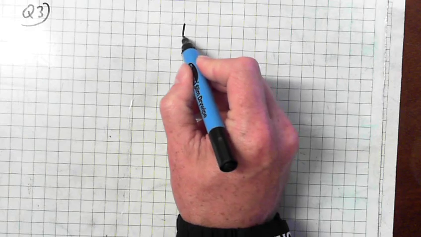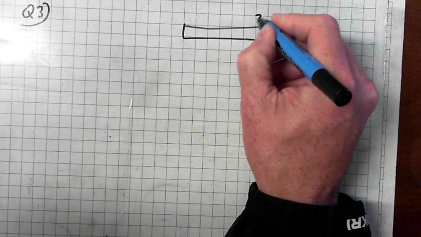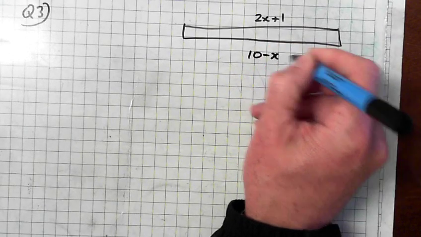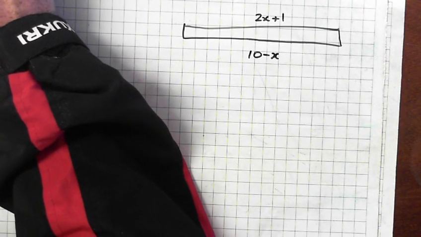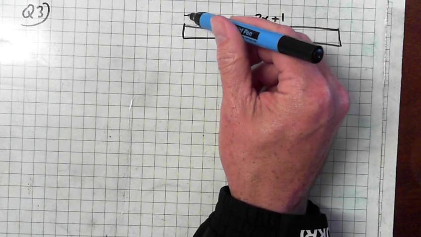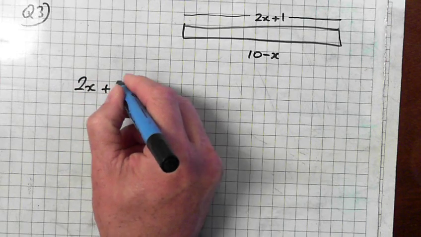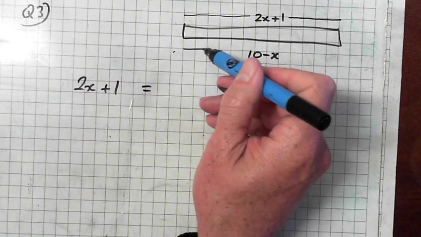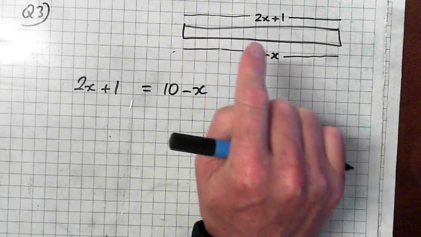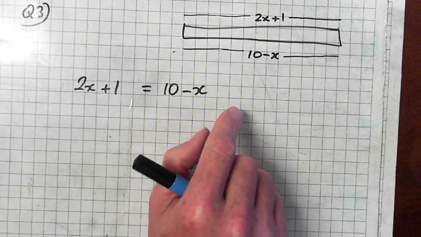Alright, so we've got a rectangle here and it says that the length is 2x plus 1 and the other is 10 minus x. By forming an equation, work out what x stands for. Alright, so it says an expression for the total length of this plank of wood is 2x plus 1. 2x plus 1 is equal to another way of writing the distance, 10 minus x. Aren't those two distances the same? 2x plus 1 and 10 minus x? Yes. Yeah, so this is an expression. Write an expression and find out what x is equal to.